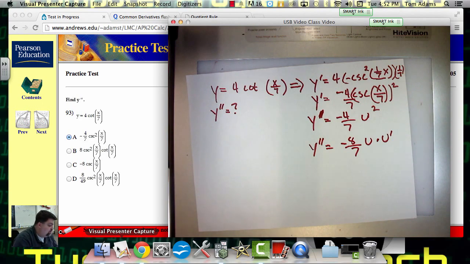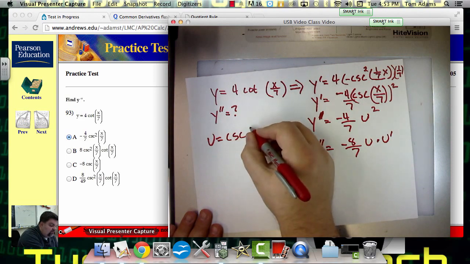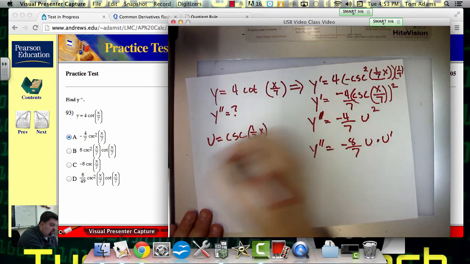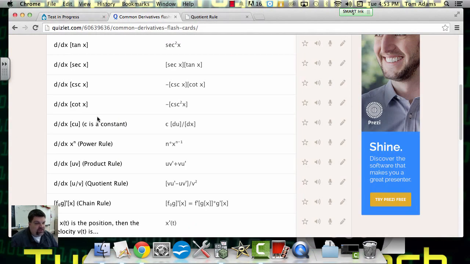But what's u? Well, u was cosecant of 1 over 7 times x. So u prime will be the derivative of cosecant. You should have memorized this, but let's assume that maybe you forgot. The derivative of cosecant will be negative cosecant of the stuff times cotangent of the stuff, and then we have to tack on the derivative of the stuff on the inside, which is just going to be negative 1 over 7.